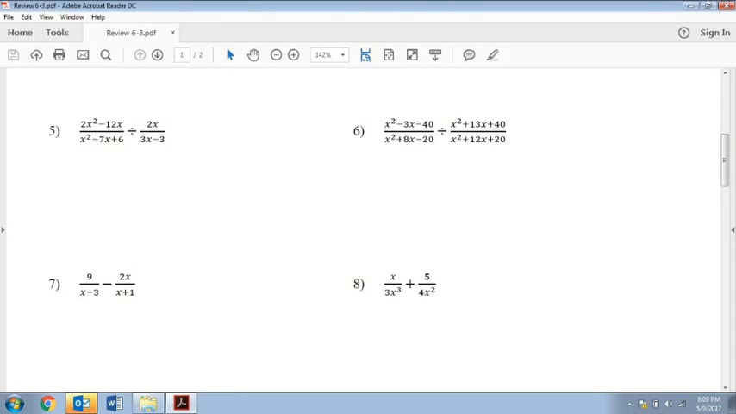Alright, again, this is review 6-3, numbers 5 and 6. We'll leave 7 and 8 for the next section. Again, we're multiplying and dividing, so all we really do is factor and cancel things out.